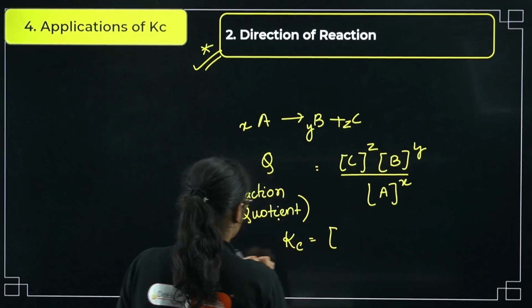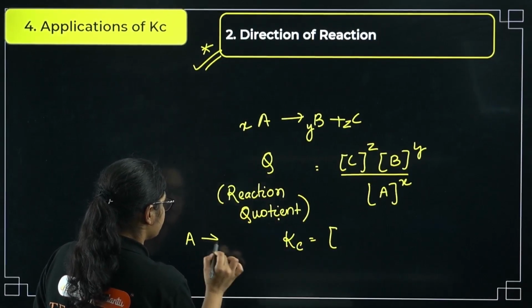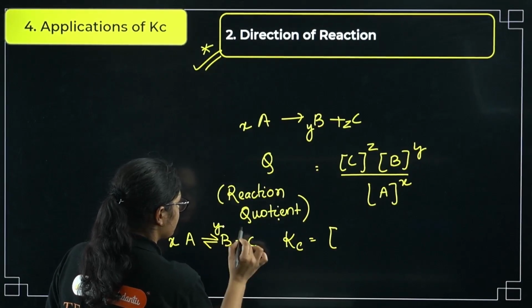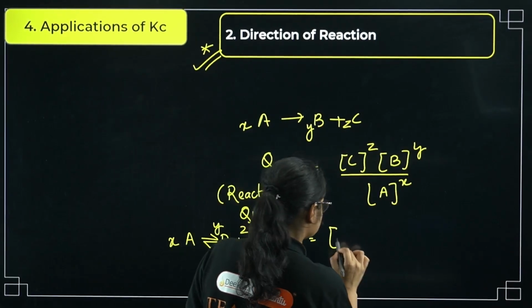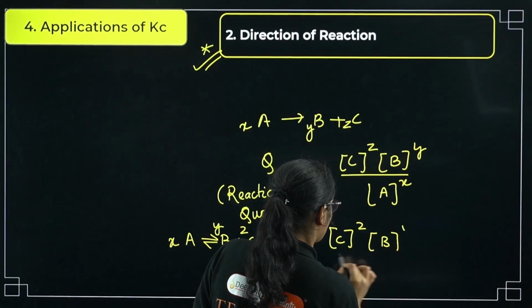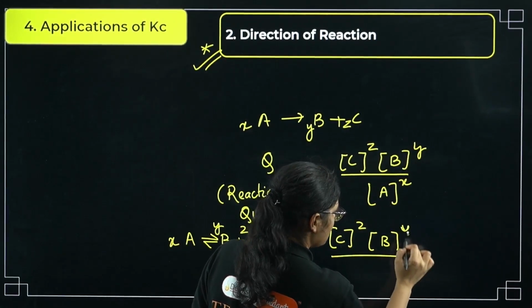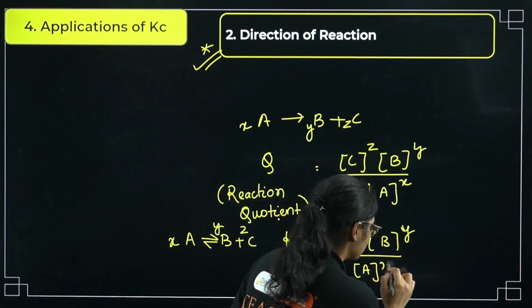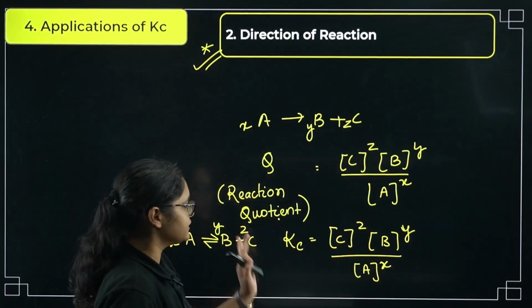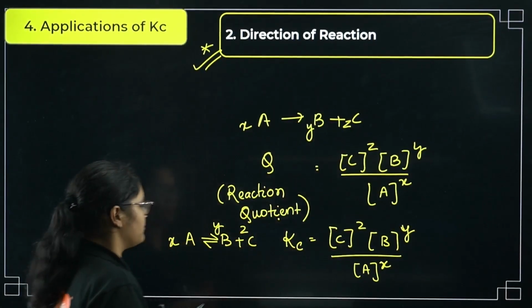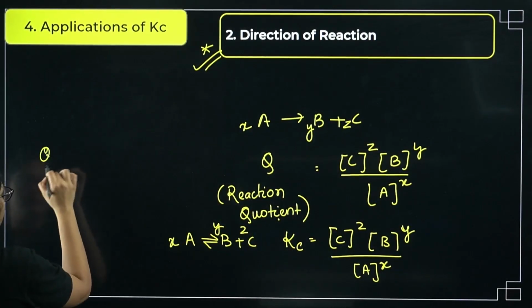For this reaction I will write like this: A gives me B plus C, and you have X, Y and Z. So you have here C to the power of Z, B to the power of Y, and then A to the power of X. Now this is when the reaction has already reached equilibrium. This is when the reaction is not at equilibrium. So now you have to compare the value of Q and Kc.